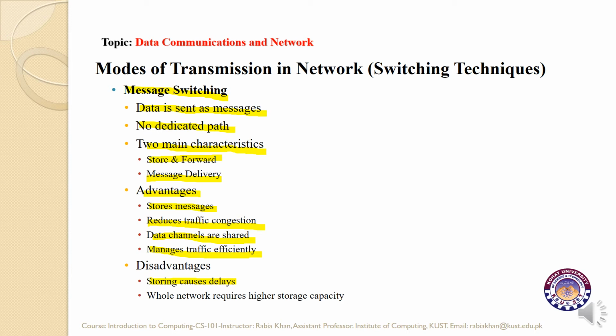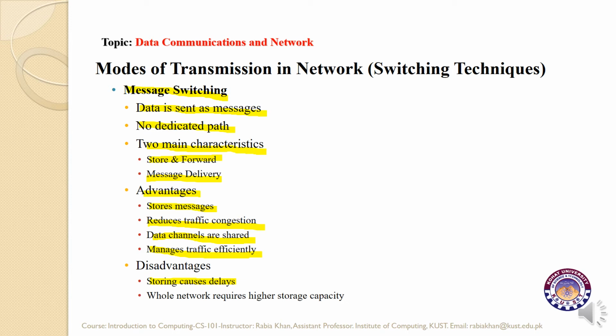A dedicated path ensures data delivery is quite quick. Once a dedicated path is established, data is transmitted. But here, even if the receiver is available to receive the data, the intermediate nodes may not be ready to receive it. In that case, data delivery may get delayed.